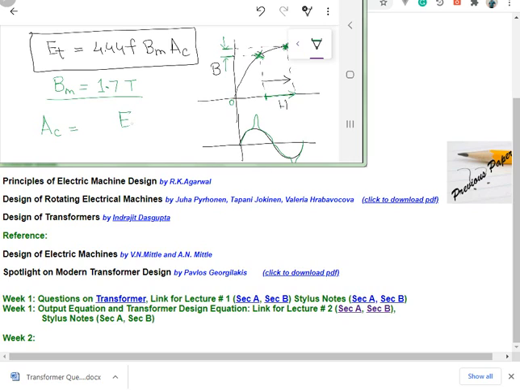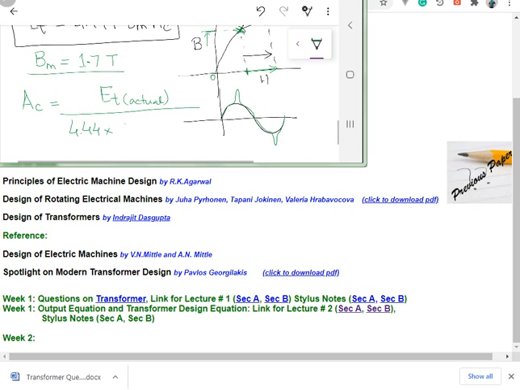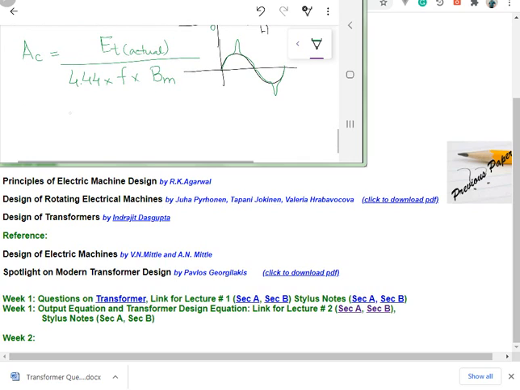AC would be equal to ET. Remember, I have to use the actual value of ET, not the first calculated. This is very important. Divided by 4.44 into F into BM. What is ET? Tell me the value.